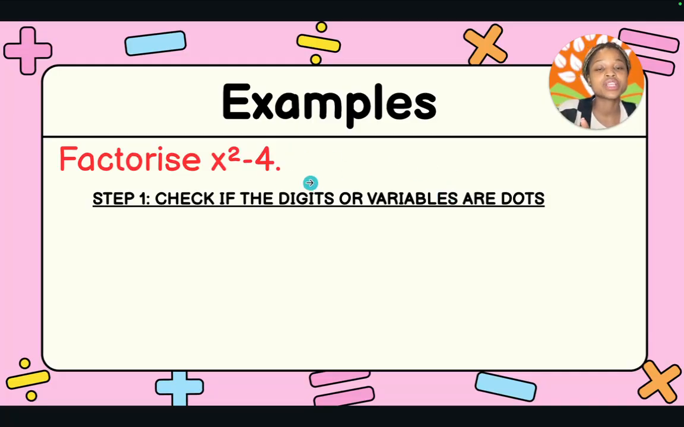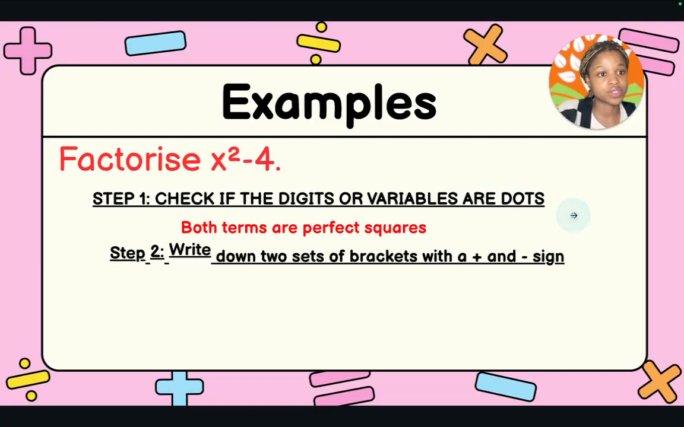And another way to identify dots is if there's a minus sign in the binomial, okay? If there's a plus sign, you can't factorize using dots. So both terms are perfect squares. Now, the second step, you write down two sets of brackets with a plus sign and a minus sign. This is us now factorizing something that looks like this, okay?